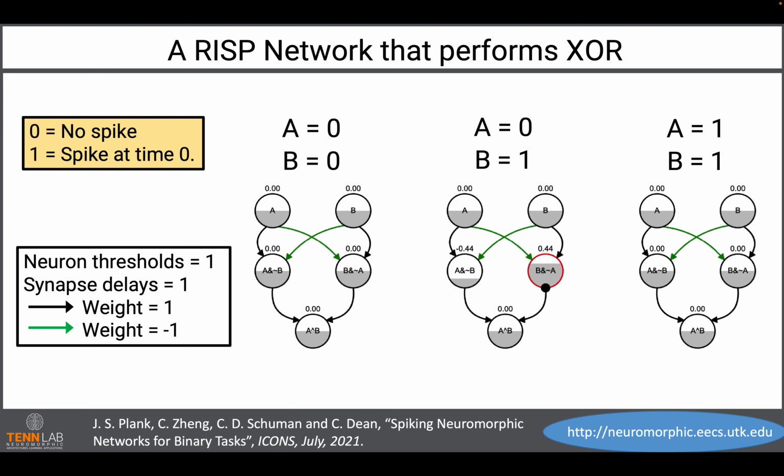And now if we focus on the right side where A equals 1 and B equals 1, and therefore A XOR B equals 0, both of them spike. And so what happens is both of them send 1 unit of charge to one neuron and a negative unit charge to the other neuron, and they all cancel out, and that's the reason why the output neuron doesn't spike. So this is the network that we're going to be exploring with our software tools so that you can get an idea of how they work.